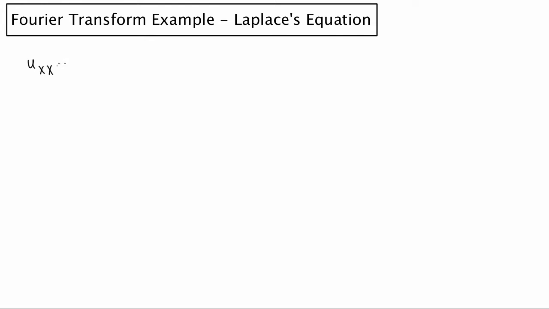This is the second order Laplace's equation, or two-dimensional version. So u_xx plus u_yy equals 0. Here the variable x is ranging from minus infinity to infinity, and I'm thinking of the variable y as ranging from 0 to infinity. So I'm thinking of the upper half plane.